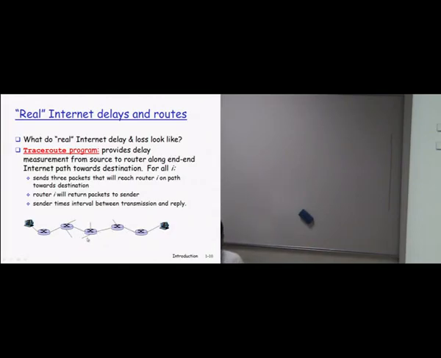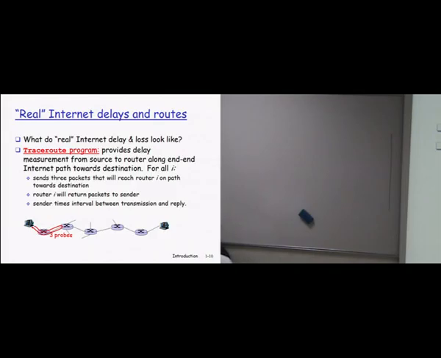Clear? So it sends 3 packets that will reach router i on the path towards the destination. Router i will return the packet to the sender, because here we are measuring the delay till router i. The sender times the interval between transmission and getting the reply back. It is probing 3 times to the first router from the source. Then 3 probes are sent to the second router, then 3 probes to the third router. Look here, it is going and coming back, going and coming back.